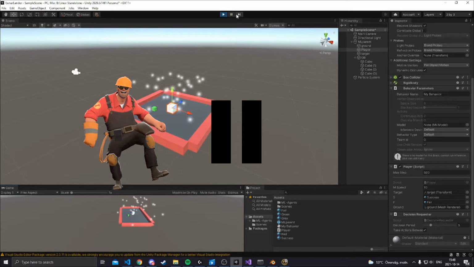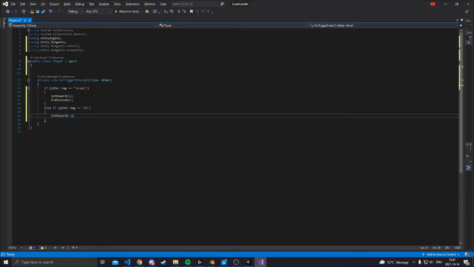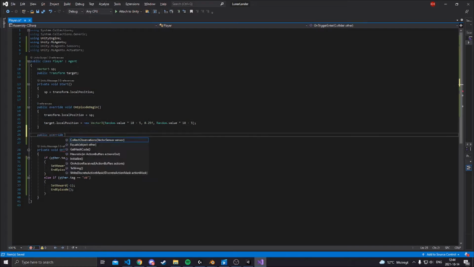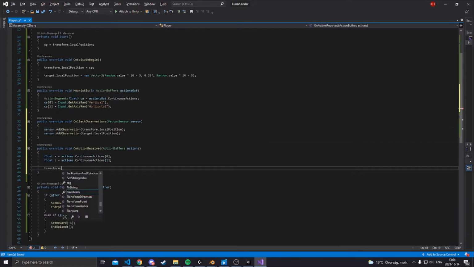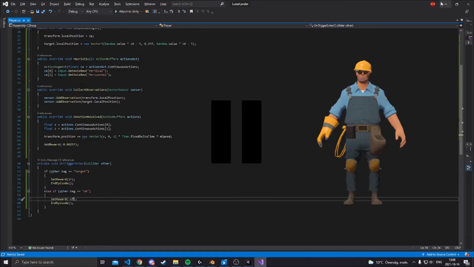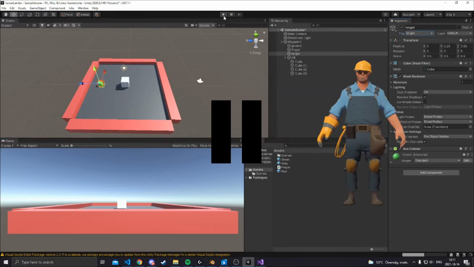Now we have the playfield up and running, looking great. Next up, we will need to do some coding for making the agent have the proper observations, rewards, and being able to move via the ML Agents toolkit. So let's get to work. Kaboom! So now that's done, let's try it out. Well, that seems fine to me. Let's start training this computer.